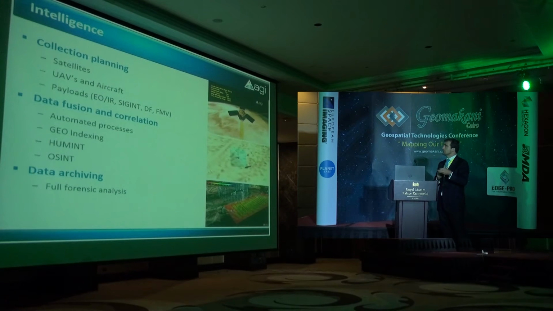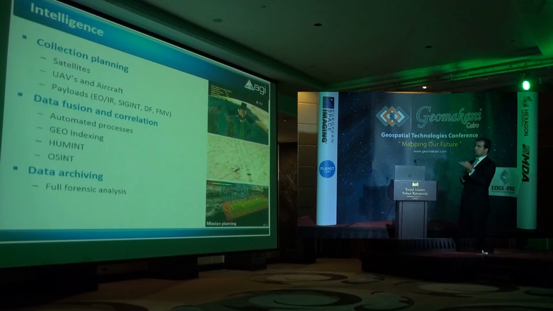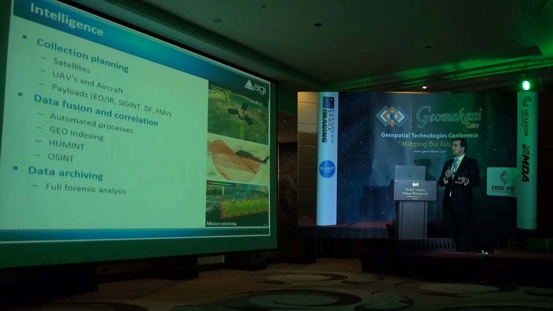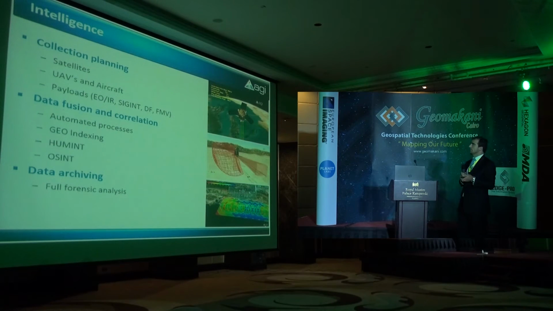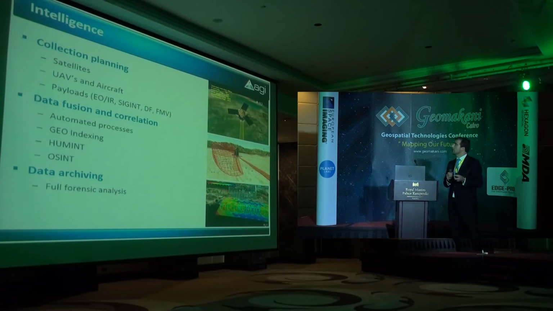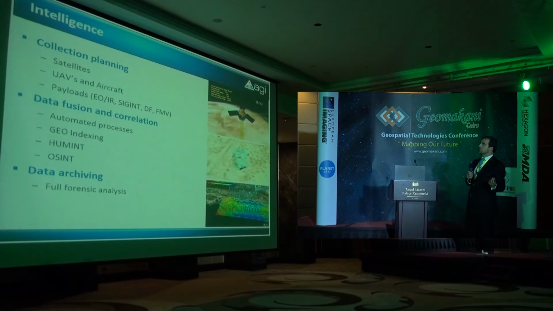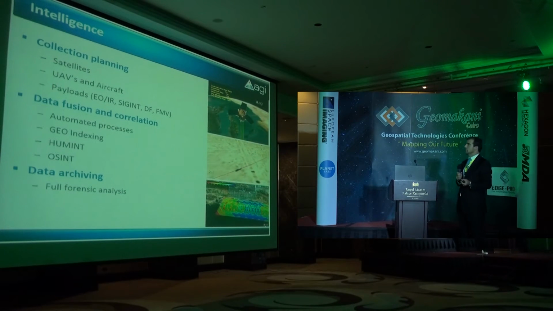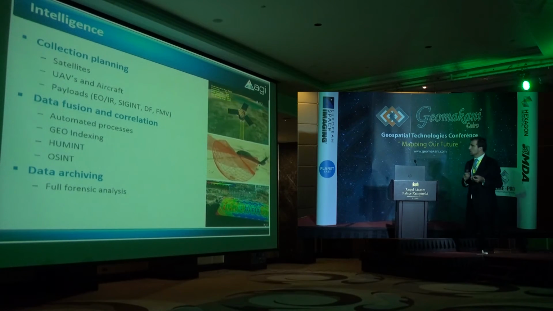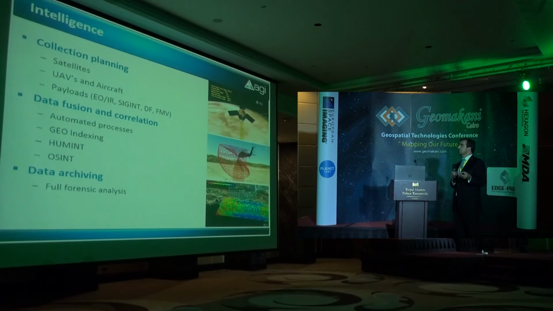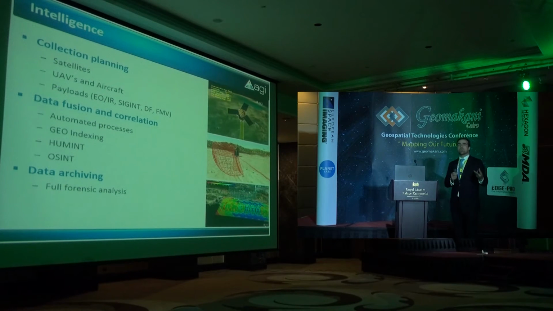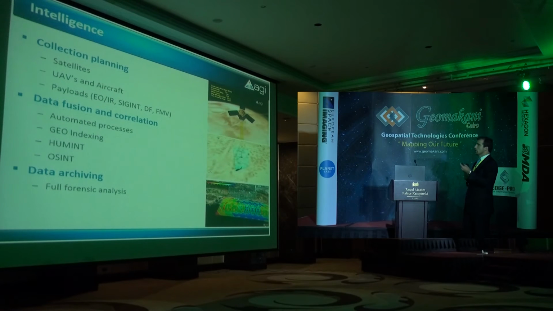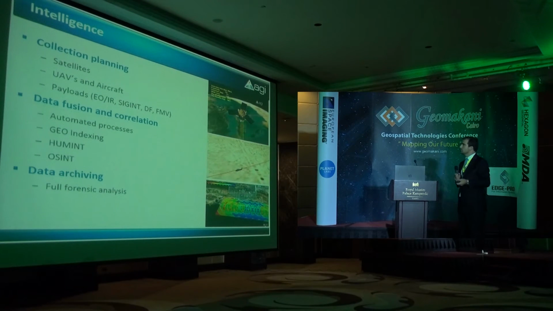And moving into intelligence, we can simulate all kinds of intelligence collection, from satellites, UAVs, aircraft, all kinds of payloads: electro-optical, infrared, SIGINT, direction finders, full motion video. And we can correlate that with the previously acquired GIS information. This allows for a number of automated processes to run on top of it. So you can geo-index it, you can put human information on it, and it becomes a lot more discoverable. You can bring life to your old archives, and you can do full forensic analysis on top of it.